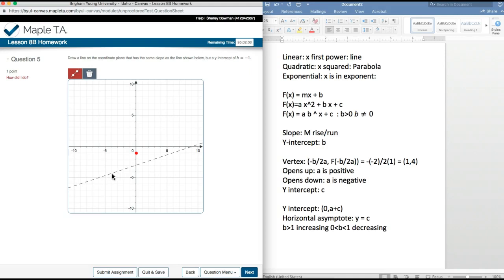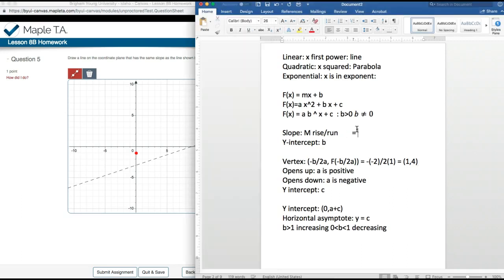To get from this point to this point, it looks like I'm rising 1 and I'm running 1, 2, 3. So it looks like I have a rise of 1 and a run of 3. But let's double check here. Let's go from this point. I rise 1 and I run 1, 2, 3. And remember, slope is rise over run. So in my case, I rose 1 and I ran 3, so my slope is 1/3.